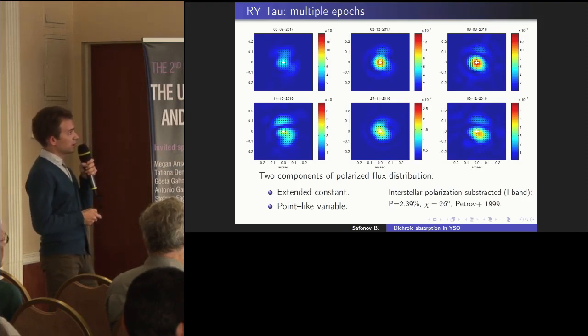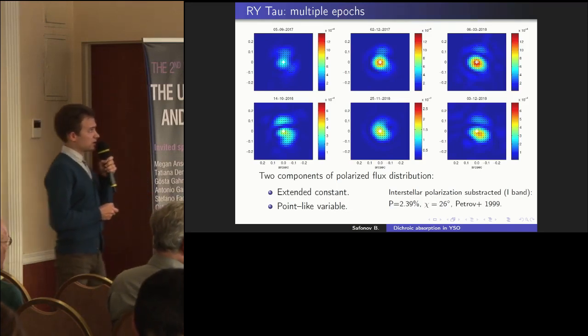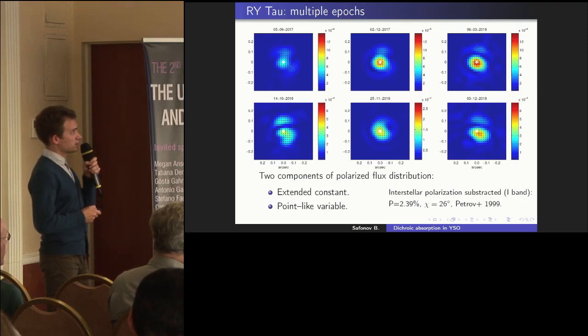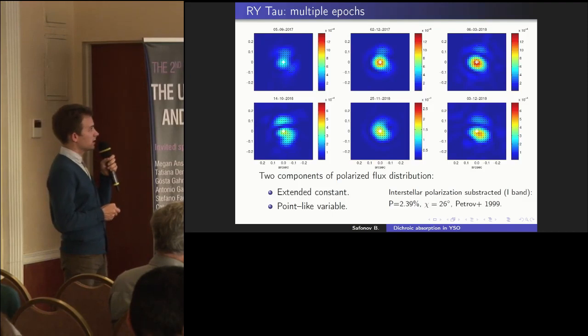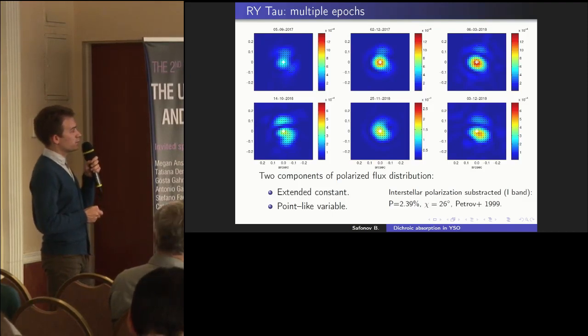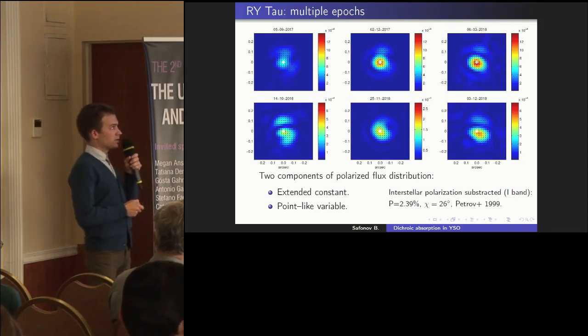Here are the images of this object in polarized light at several epochs, and the interstellar polarization was subtracted. And we can see that it actually consists of two components. There are two extended features which are present on each date, note the different brightness scales. But there is also a point-like, unresolved source, which is collocated with the star.